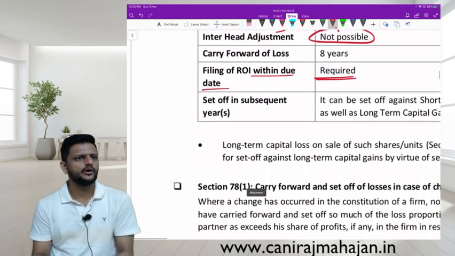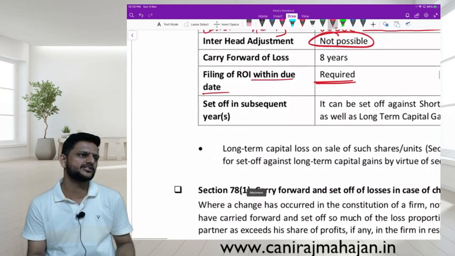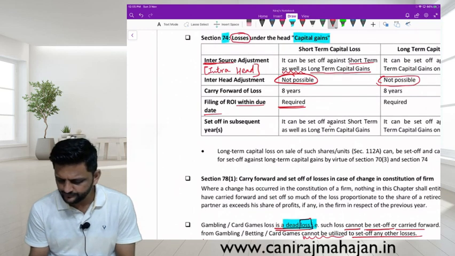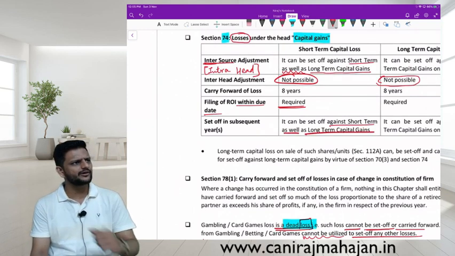What concept is this? Loss of one year is carried forward to the next year, and in the next year you have to again check its eligibility to be set off against which income. So it is the same again, short term as well as long term gain. So the same rule is applicable for the current year as well as the subsequent year. Is it okay?